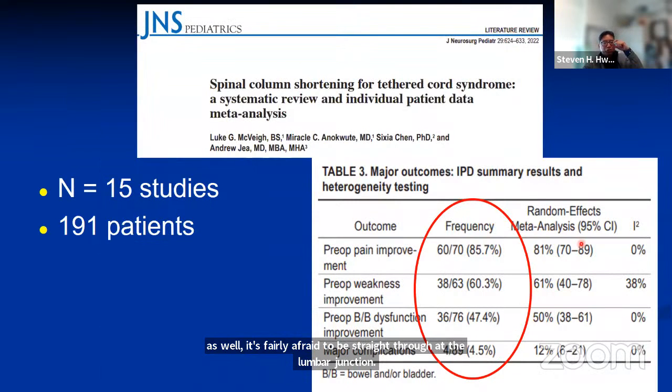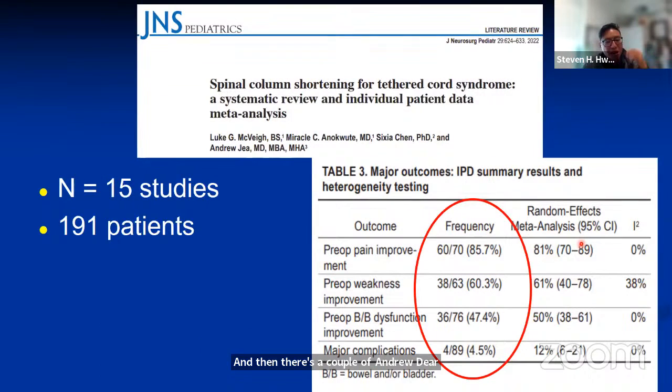And then there's a couple. A meta-analysis was published a couple of years ago looking at 15 studies and almost 200 patients, and much like tethered cord, they found pre-op pain improved the most, about 85% in their series. Motor was a little less at 60, bladder about 47. So it's very similar to what we see with recurrent tethered cord, about 30-40% improvement in bladder after recurrent tethered cord. And then pain usually closer to 80-90%, and sensory and weakness in between there.